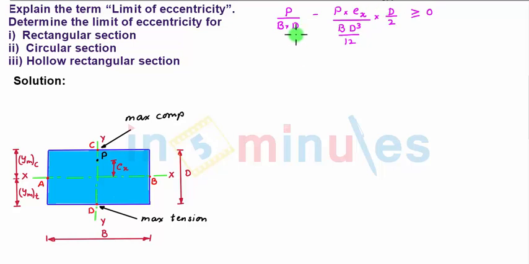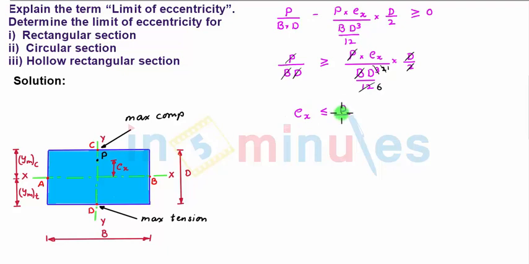Now taking this term on the right hand side, we have P upon BD should be greater than or equal to P into EX upon BD cube by 12 multiplied by D by 2. Now we see that this P and P get cancelled, this B and B get cancelled, this D and this D cube get cancelled so as to have D square here, this D and this D square get cancelled so as to have D over here, this 2 and 12 get cancelled so as to have 6 here. So from this we get EX should be less than or equal to D by 6.